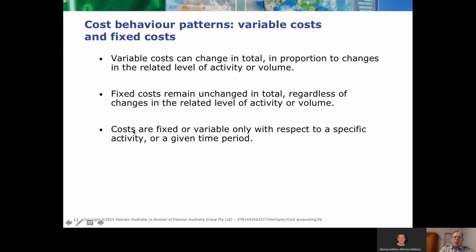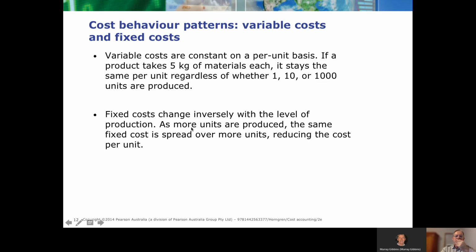Now, the other thing to just be aware of is that they will only be fixed or variable within a specific activity or given period of time. So variable cost per unit will go up over time. And fixed costs, if we want to do a certain number of kilometres, we might have to buy another bus. So they'll step up. More of that in a moment. So we've looked at the fixed and variable cost in total. What about costs per unit? So variable costs per unit will stay the same.